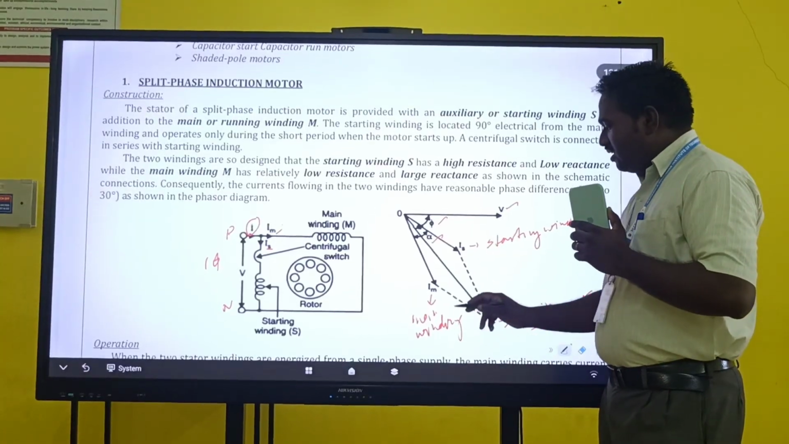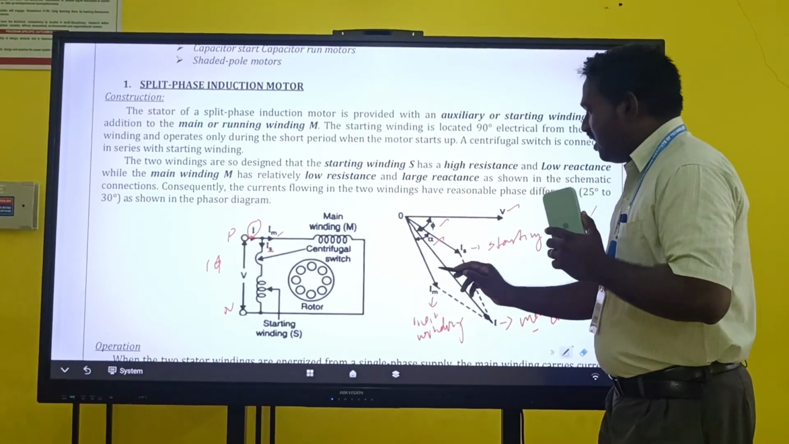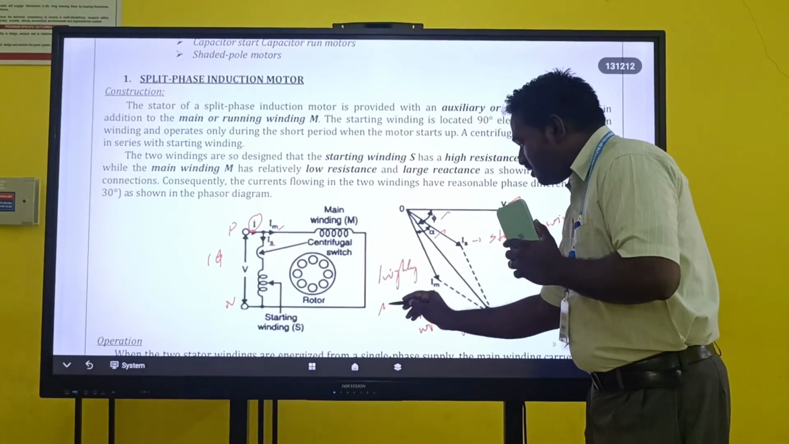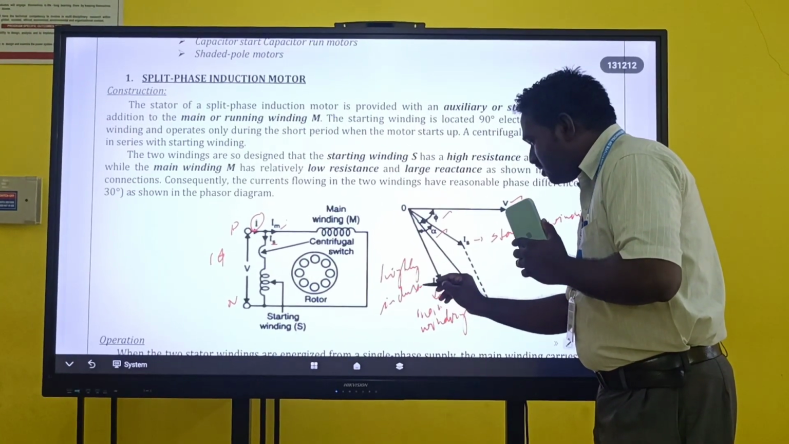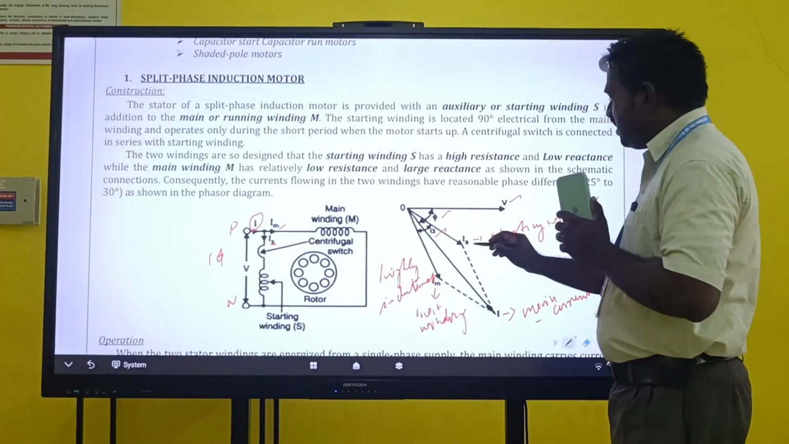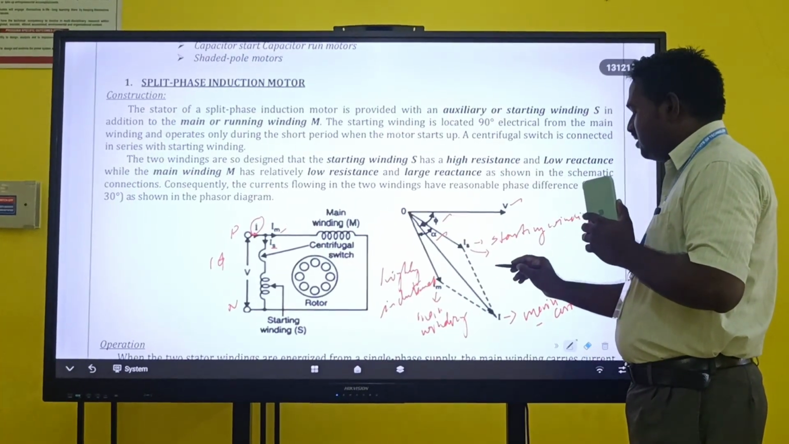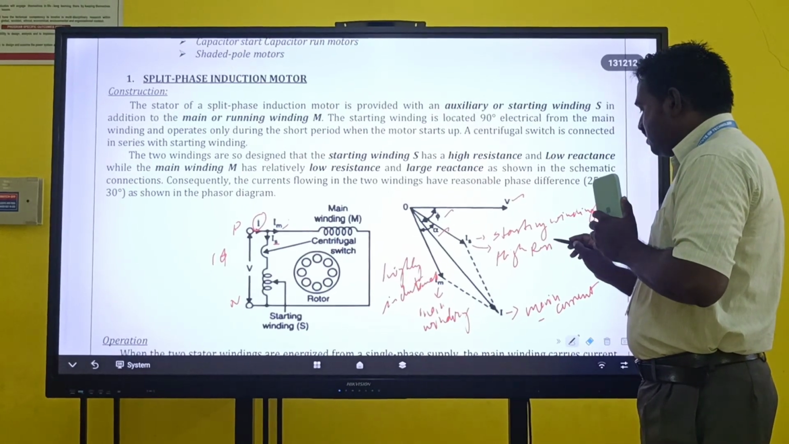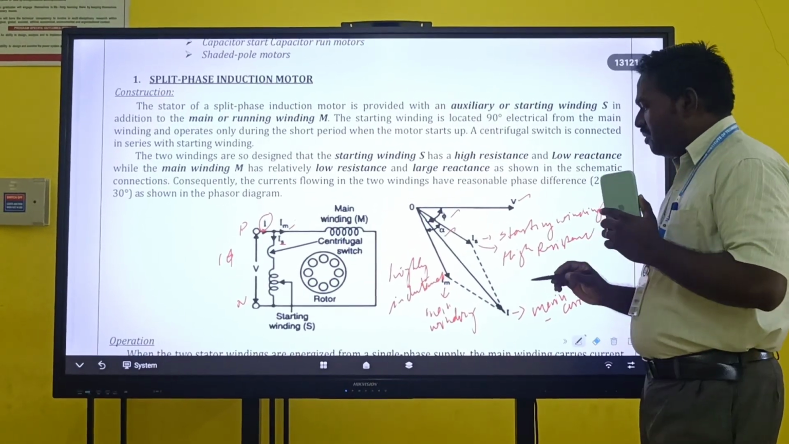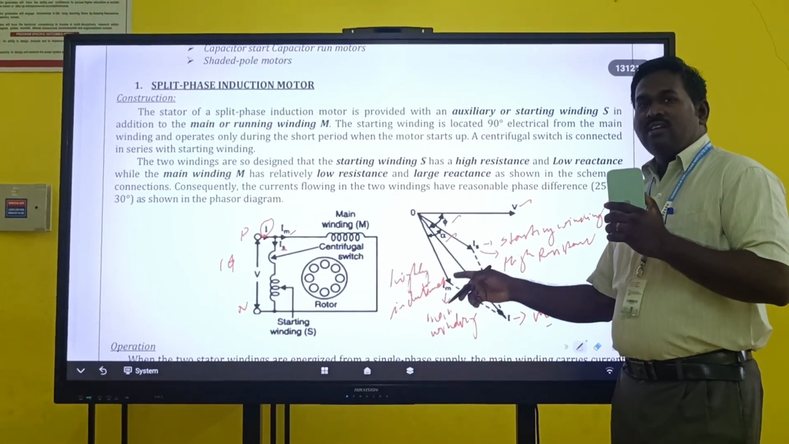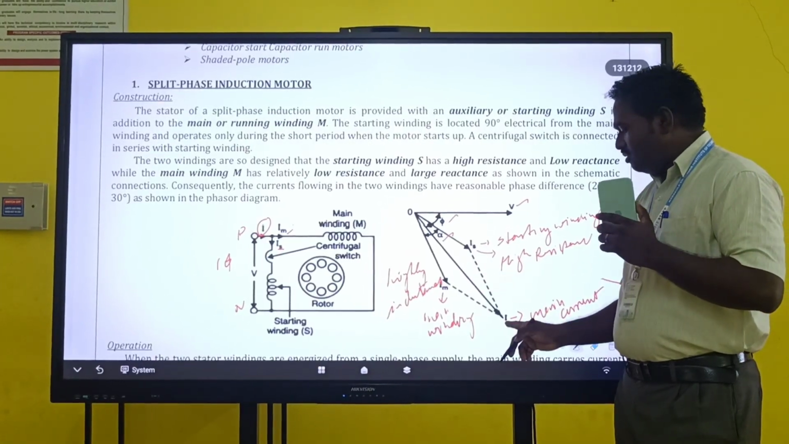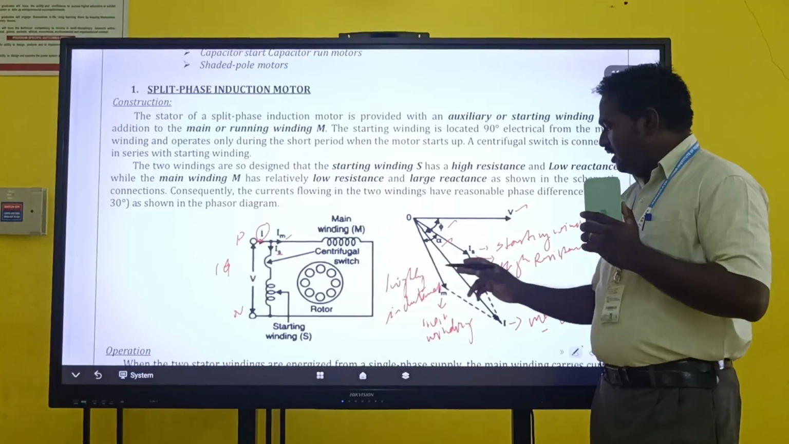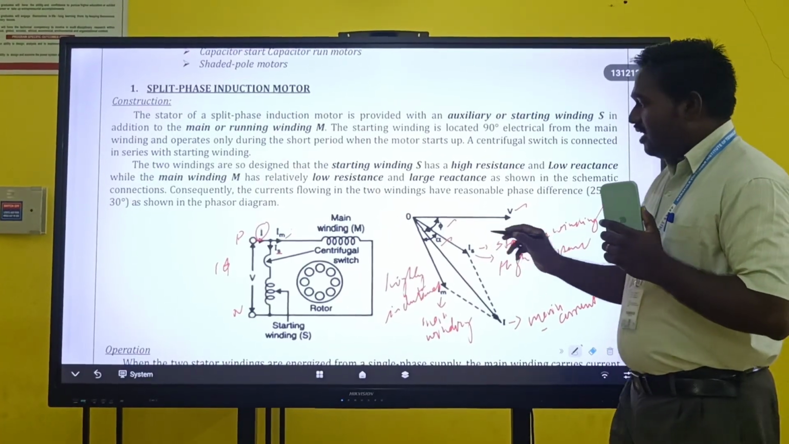So why is it like this? Because the main winding has high inductance, whereas the starting winding has high resistance. Due to this property only, the two currents are lagging and leading with respect to the main current. So this is the construction detail and the phasor diagram representation.